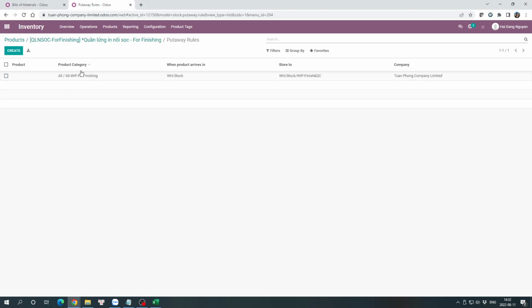So this product belongs to this product category, work in progress for finishing. See, for finishing, typically the subcontractor would return this product to this location, which is an umbrella location for smaller locations. I want it to go straight to this place, work in progress, finish, and QC, because that is exactly where it's going to be processed. It's going to be finished and QC and packaged.